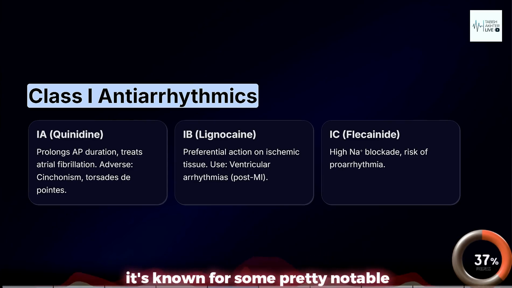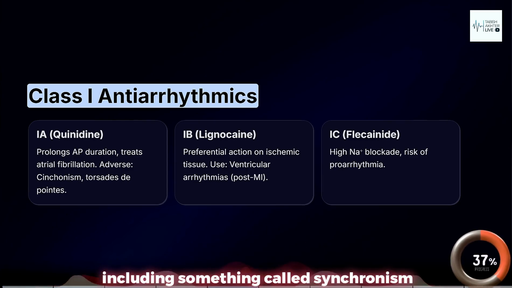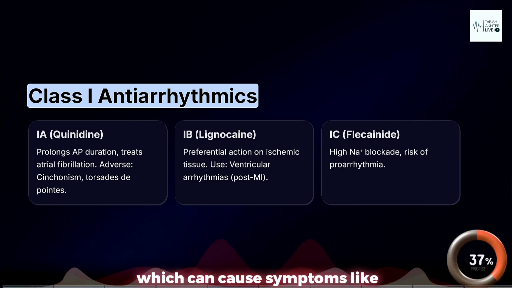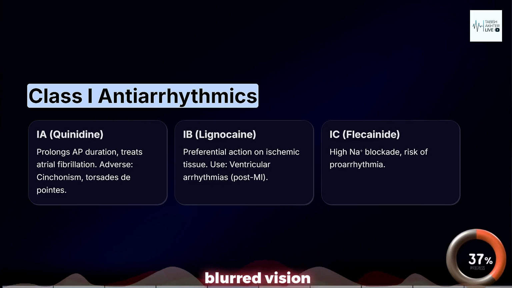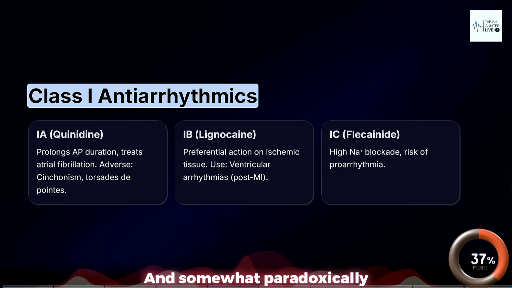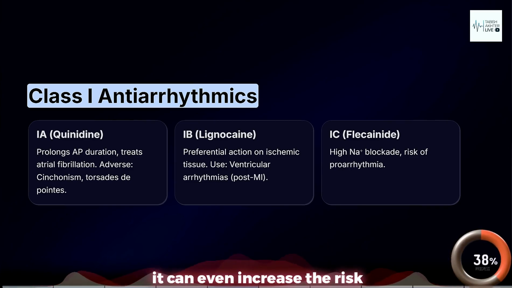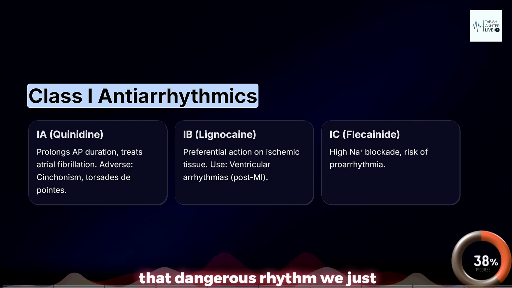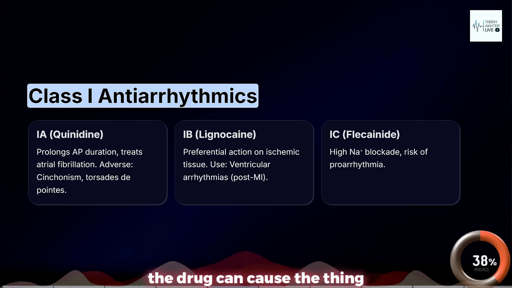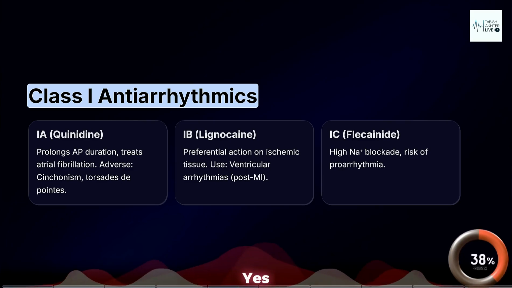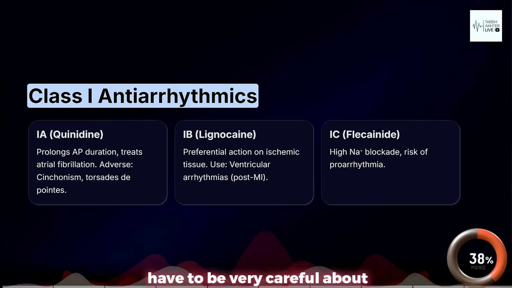However, it's known for some pretty notable side effects, including something called cinchonism, which can cause symptoms like ringing in the ears, blurred vision. Cinchonism, okay. And somewhat paradoxically, it can even increase the risk of torsades de pointes, that dangerous rhythm we just mentioned. Wait, the drug can cause the thing it's sometimes used to treat? Yes. That's the proarrhythmia risk we have to be very careful about.